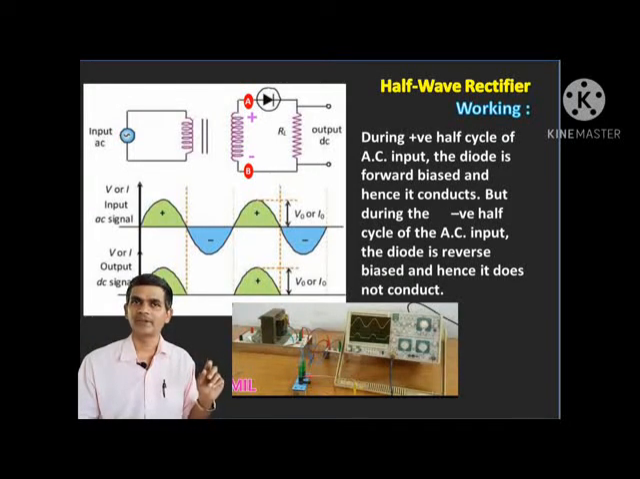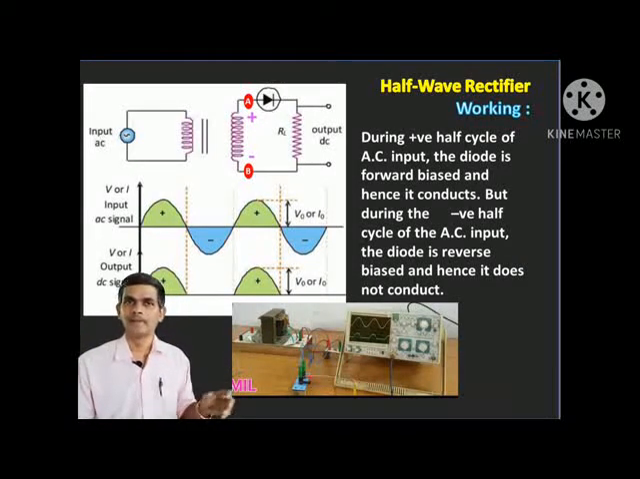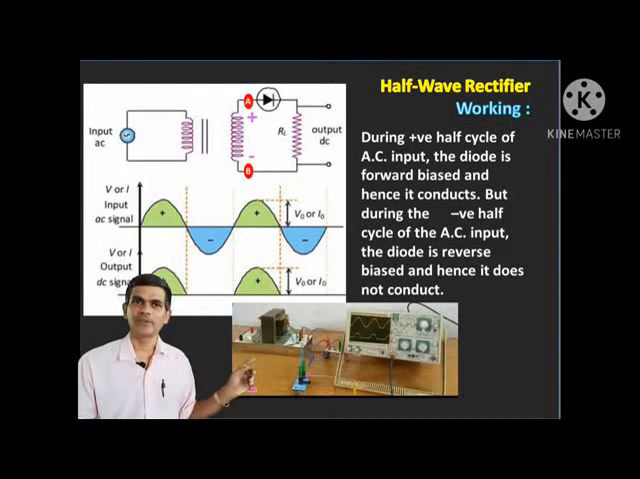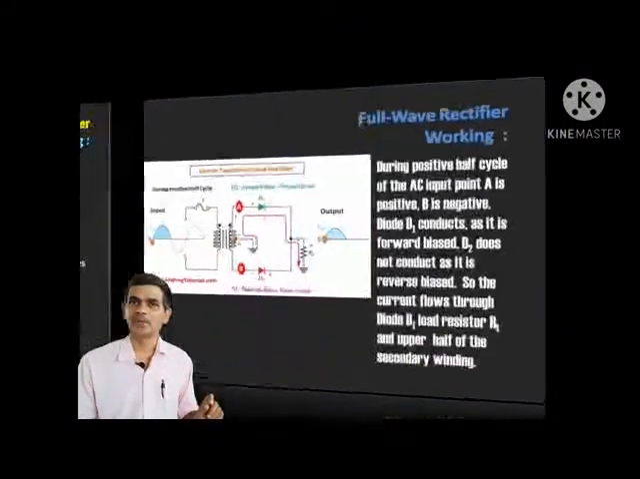the A of the semiconductor diode is positive, and the B of this particular transformer is negative. During this positive half cycle of the AC input, the diode is forward biased because the P side becomes positive potential and it conducts. But in the other half cycle, in the negative half cycle, the A in the transformer secondary becomes negative and B becomes positive.